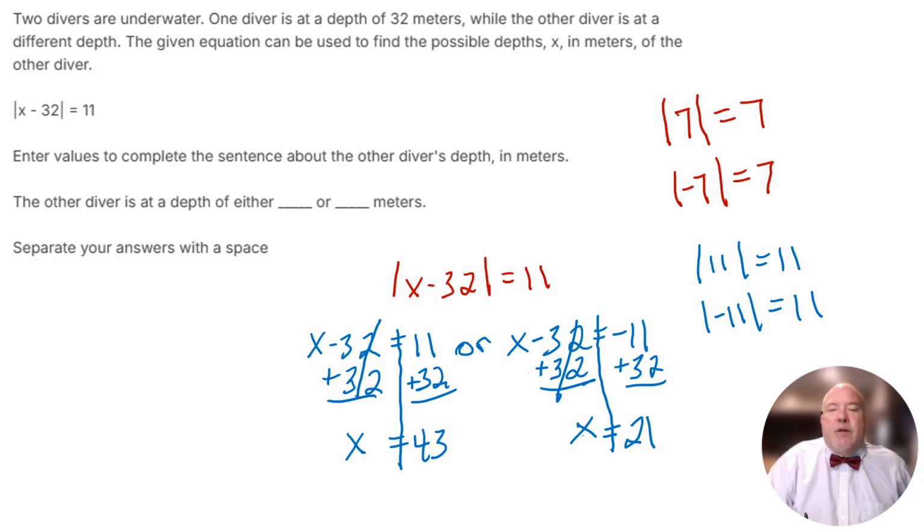So the only time you don't get two answers when you have absolute value is if it's equal to 0. Because the absolute value of 0 is just 0. There is no such thing as negative 0 or positive 0 for that matter.